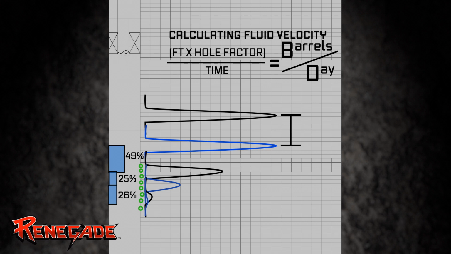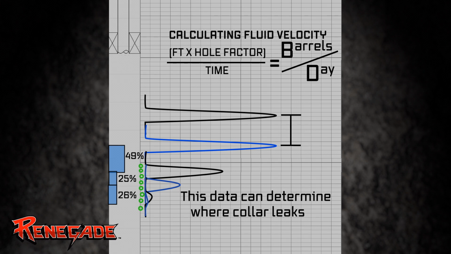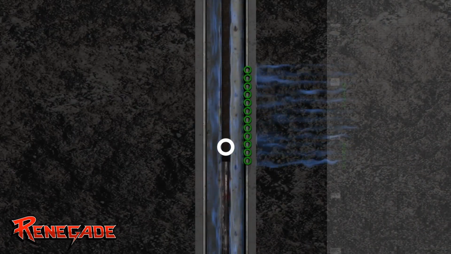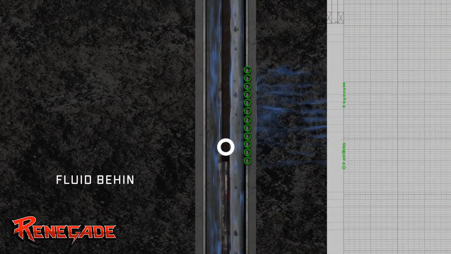When looking for a single hole in the casing, this data can determine where collar leaks or bursted pipe is located. We always prefer to use radioactive tracer tools instead of spinner tools for several reasons, but the most important is we can see fluid movement behind pipe.